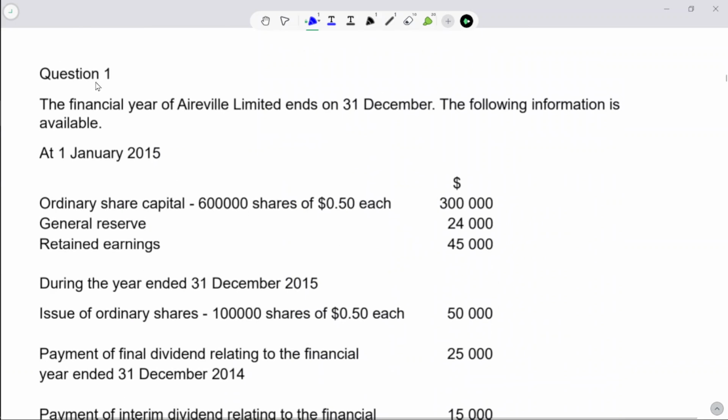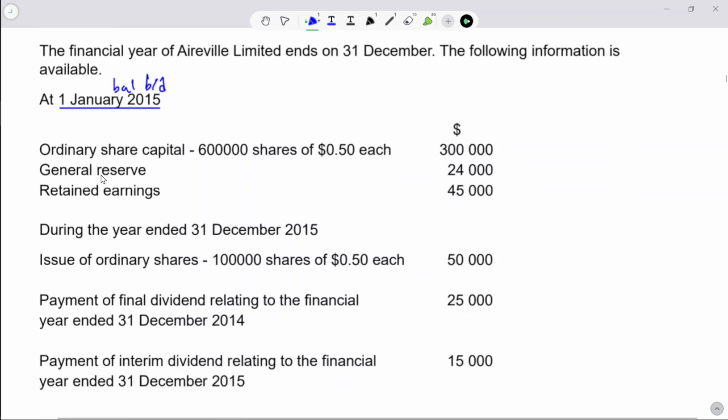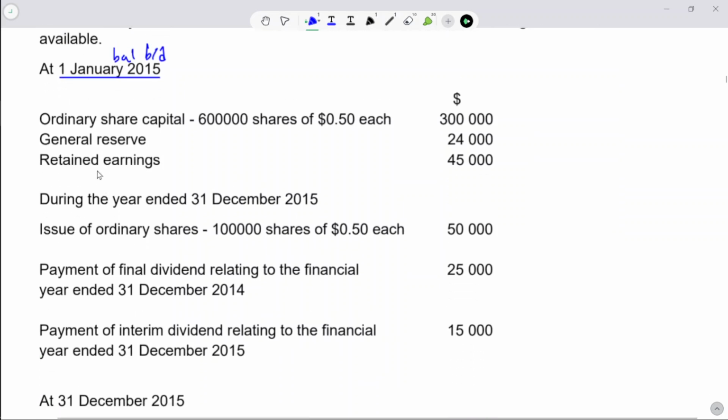Now let's go to question 1. Let's read the question. The first line, as usual, is the balance brought down. Then continue. This one shows ordinary shares, which we record later. Then this one is a dividend paid.